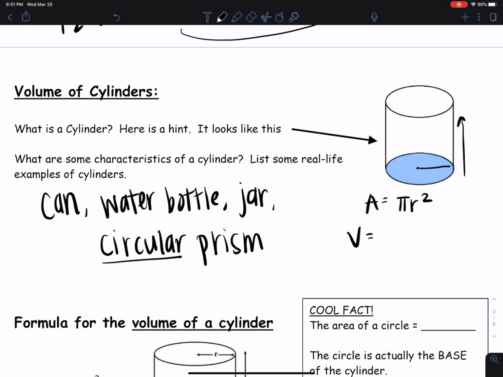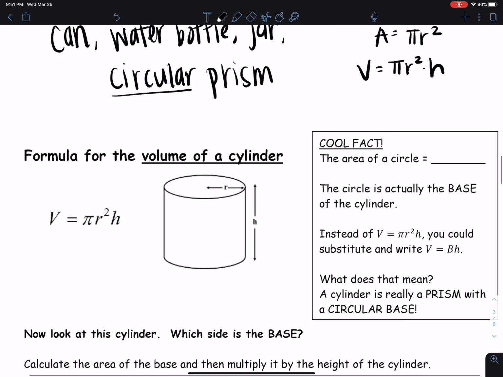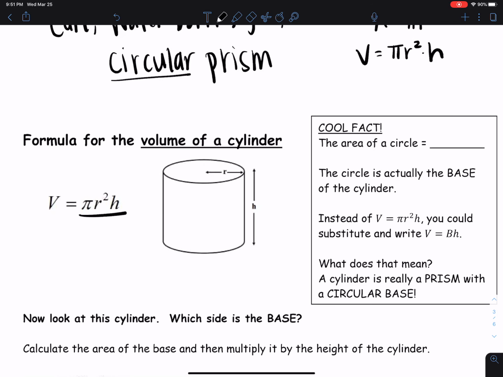So the volume of a cylinder is just going to be that area of the base, pi r squared, times the height. That's exactly what it says right here. That's the formula. So cool fact, the area of a circle is pi r squared. The circle is actually the base of the cylinder. Instead of volume equals pi r squared h, you could substitute and write volume equals the area of the base times the height. What does that mean? A cylinder is really a prism with a circular base. That's exactly what I just said.